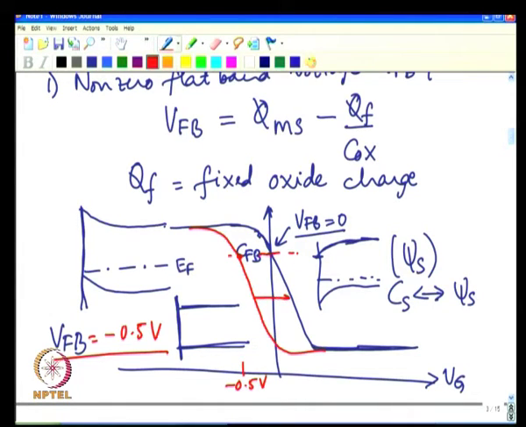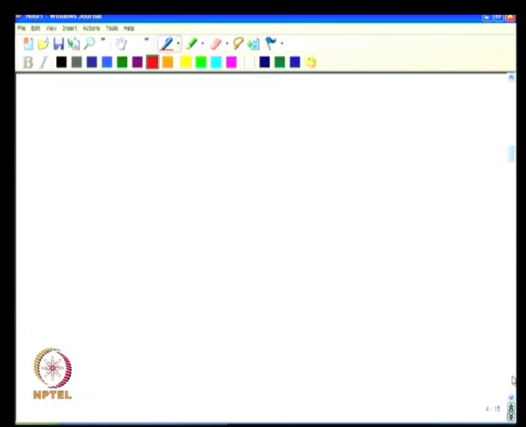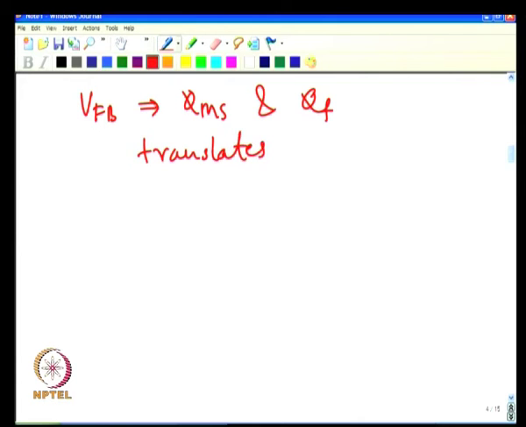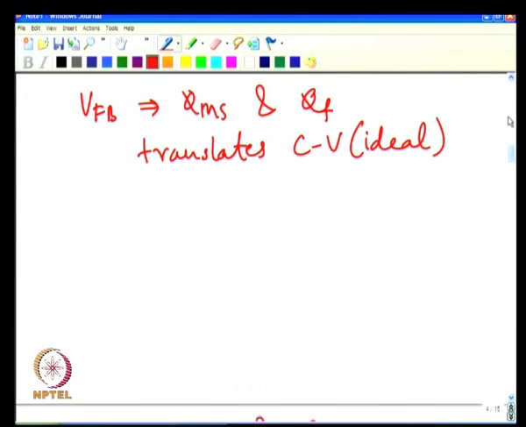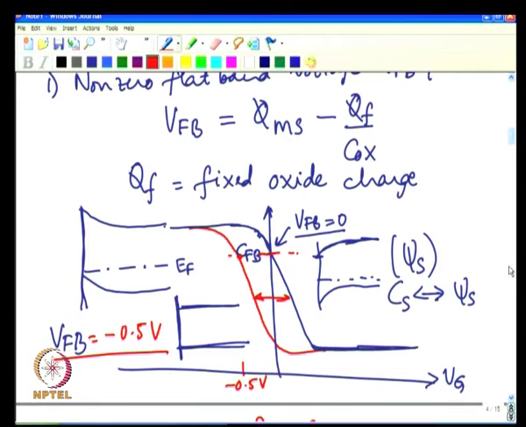So, there is this translation. Important point: VFB due to phi ms and QF translates the ideal CV curve, whatever you got based on your ideal CV characteristic. It just translates either to the left or to the right depending on whether your VFB is negative or VFB is positive.